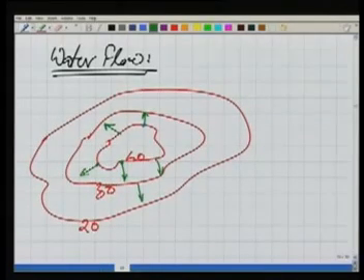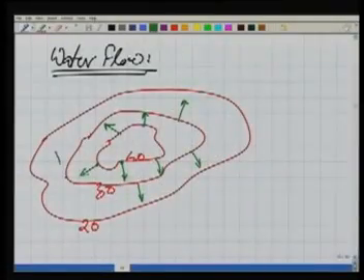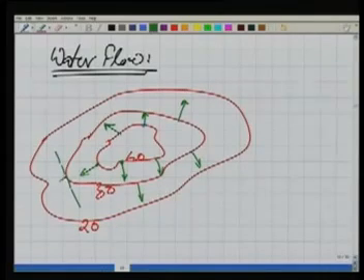So at any point on the contour, the water will flow, or we can say otherwise, the maximum slope or the steepest slope at any point on the contour will be perpendicular to the contour direction. Anywhere, if this is the direction of the contour, this is the direction of the steepest slope. So this is actually a very helpful thing. In many of our applications, we can make use of this information.